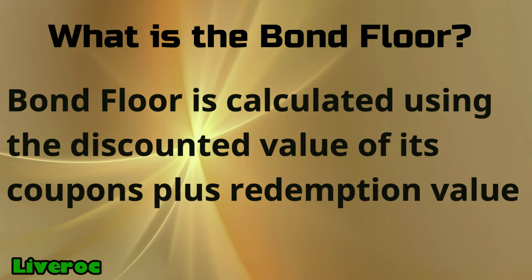That's the bond floor. When a convertible bond, or in short a convertible, is trading at bond value or at bond floor, its price is generally very similar to a standard bond with the same coupon and maturity. Bond floor is calculated using the discounted present value of the bond's coupons plus the redemption value or its conversion value.